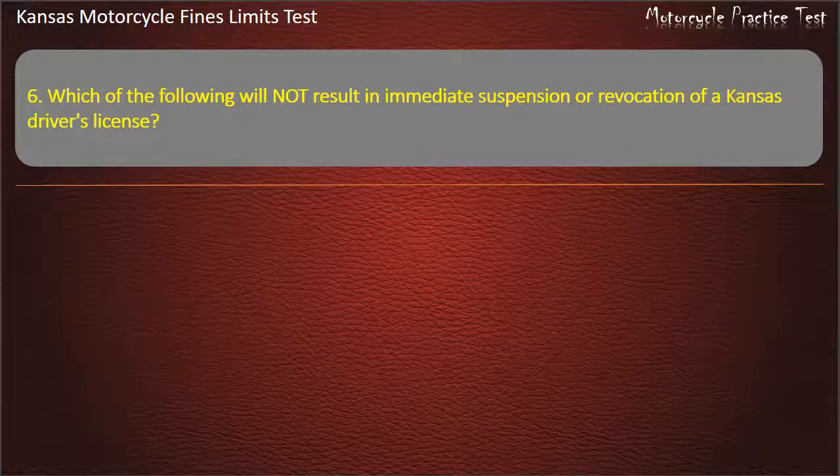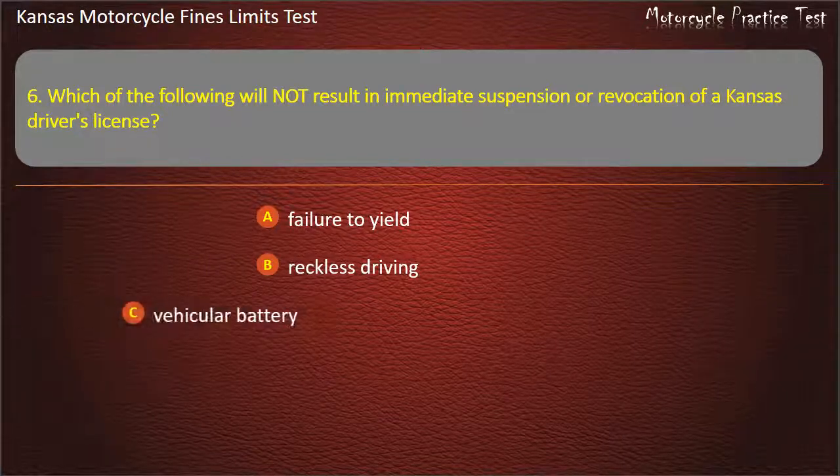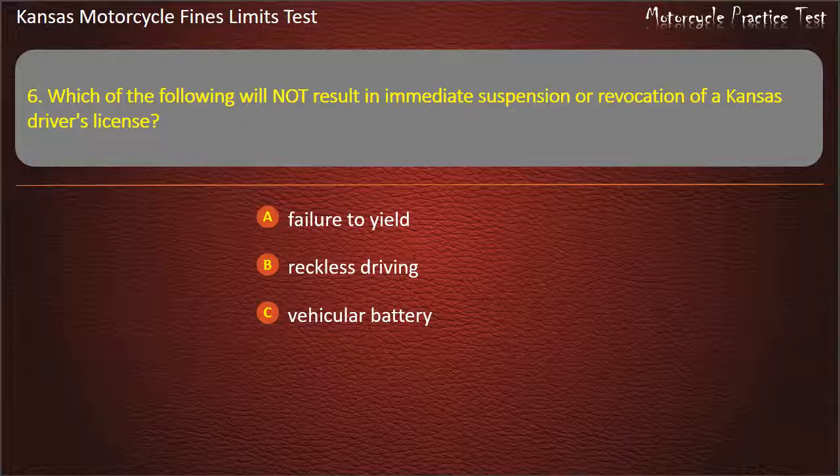Question 6. Which of the following will not result in immediate suspension or revocation of a Kansas driver's license? Failure to yield. Reckless driving. Vehicular battery. None of these answers are correct. Answer: Failure to yield.